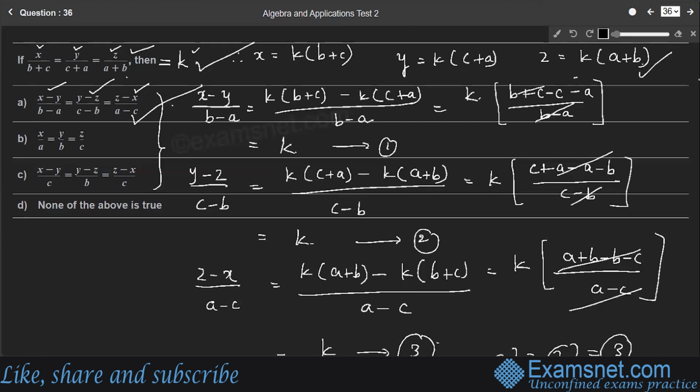So if you want, you can verify second and third options also, option B and C. You won't get x by a is equal to y by b is equal to z by c. And also option C is not the correct answer. So only option A is the correct answer.